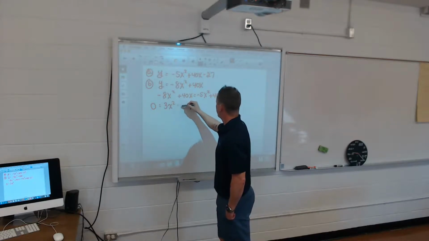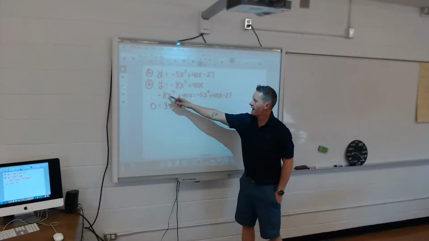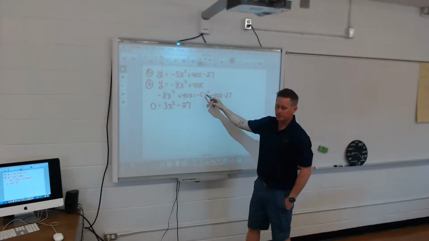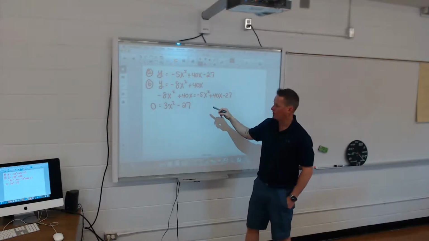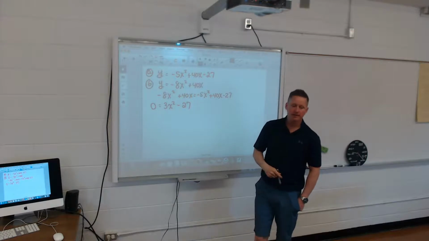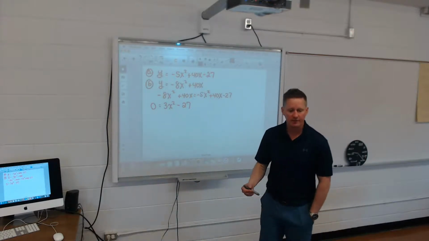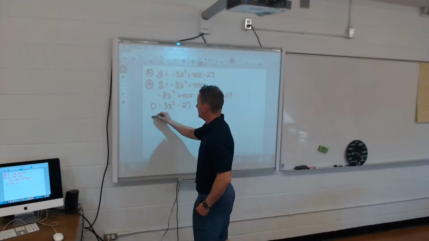And that's minus 27. All right, I added 8x squared. I subtracted 40x. That canceled those guys out, and I'm left with 3x squared subtract 27. Rule number 1 of factoring, take out the greatest common factor. So let's divide by 3.